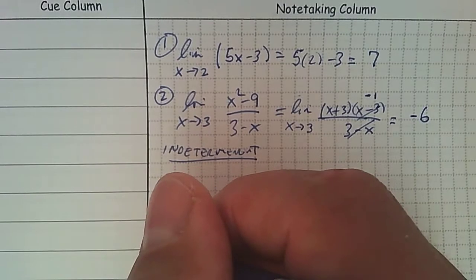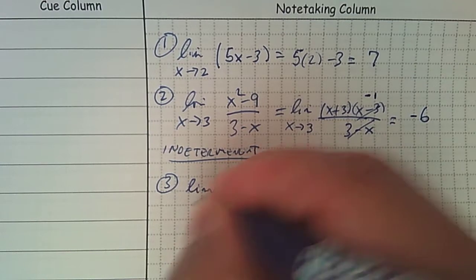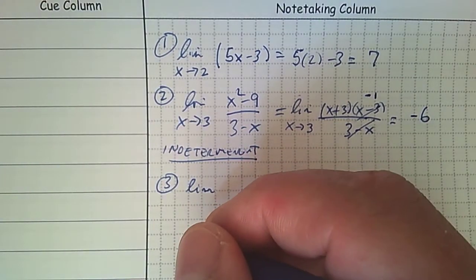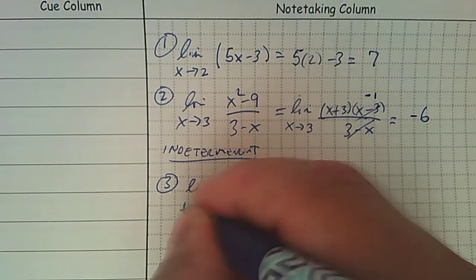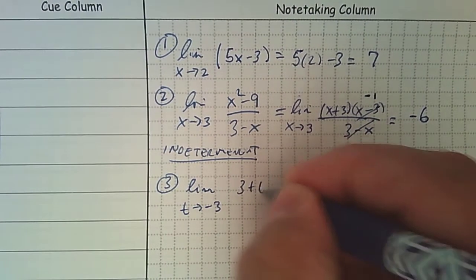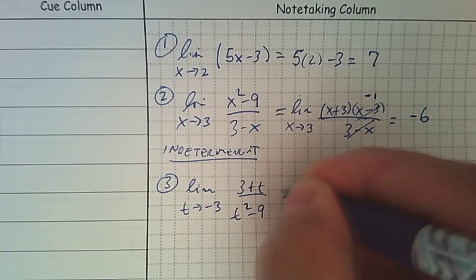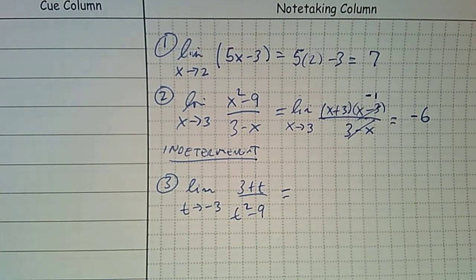So at its very simplest, a limit question is a substitution question. It's when you cannot substitute in because there's a discontinuity that you have to use other techniques. What's the limit as t approaches negative 3? 3 plus t squared minus 9. So again, press pause, you first, then press play.